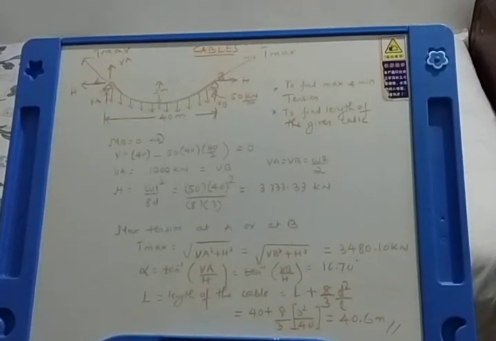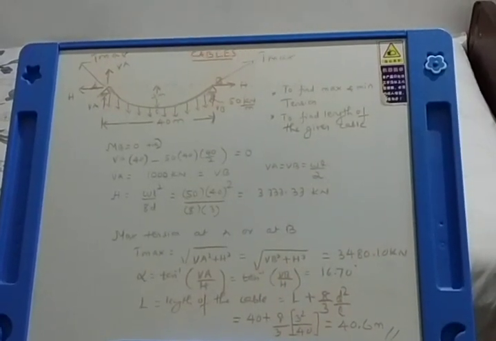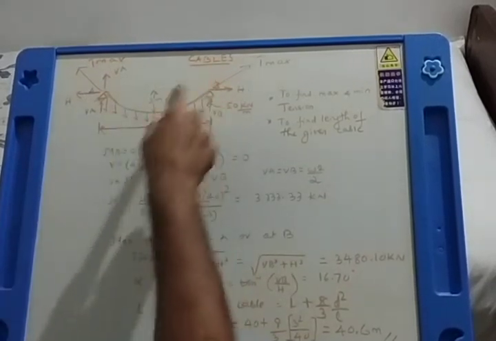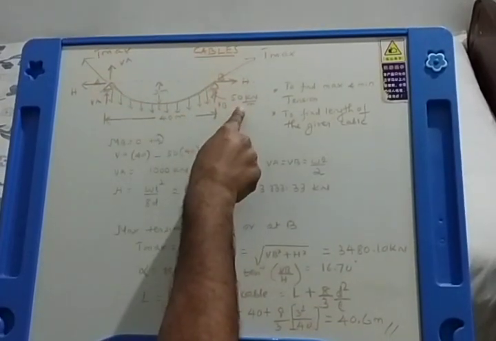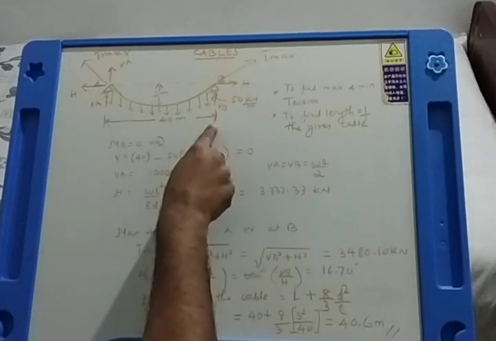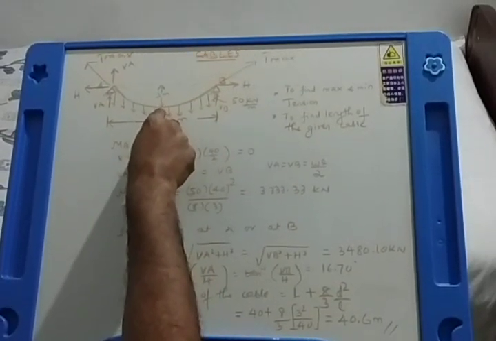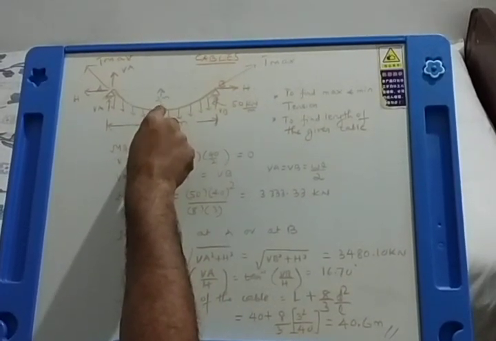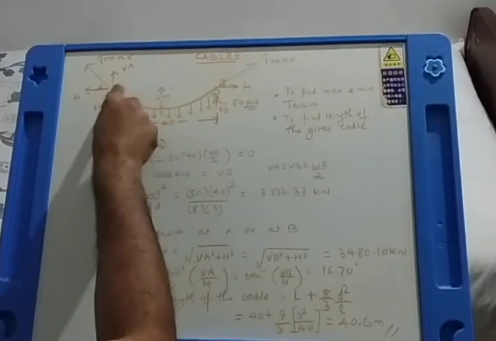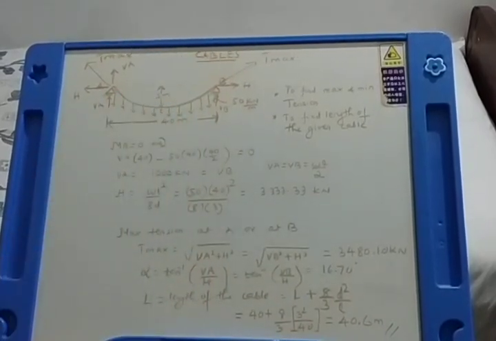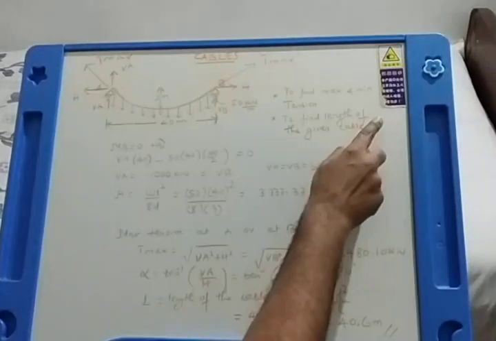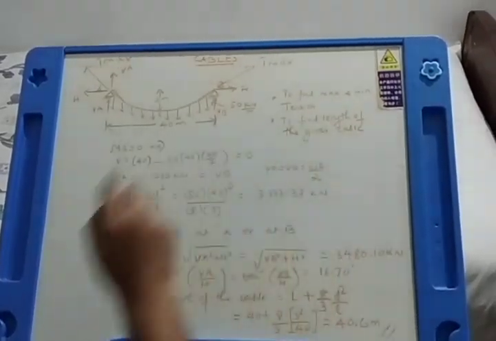A cable whose span is 40 meter is subjected to a uniformly distributed load of 50 kilonewton per meter. The span of the cable is 40 and the central dip of the cable, that is the lowest point, is at a distance of 3 meter vertically from the supports. That is called the central dip of the cable. Now let us find out the maximum tension, minimum tension and length of the cable.